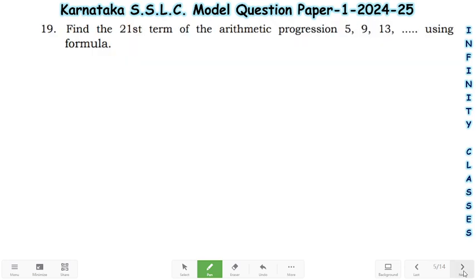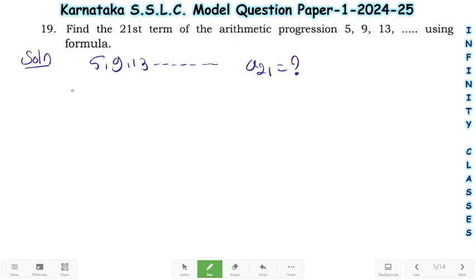So next question, question number 19. Find the 21st term of the arithmetic progression 5, 9, 13 using the formula. So it is a very simple problem. We have to use the formula and we have to find the 21st term. Here first I am going to write the given arithmetic progression 5, 9, 13 and so on. We have to find the A21st term.